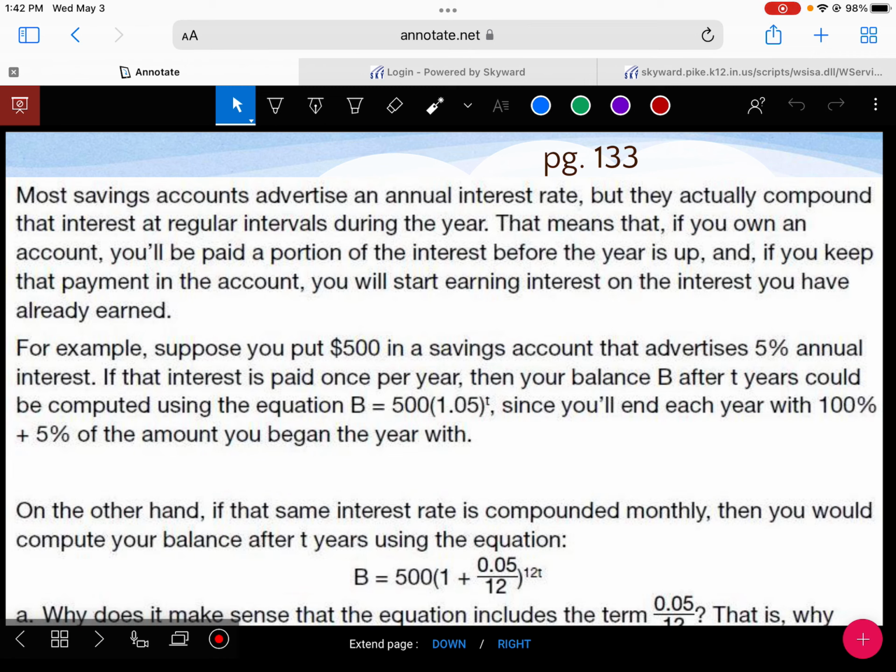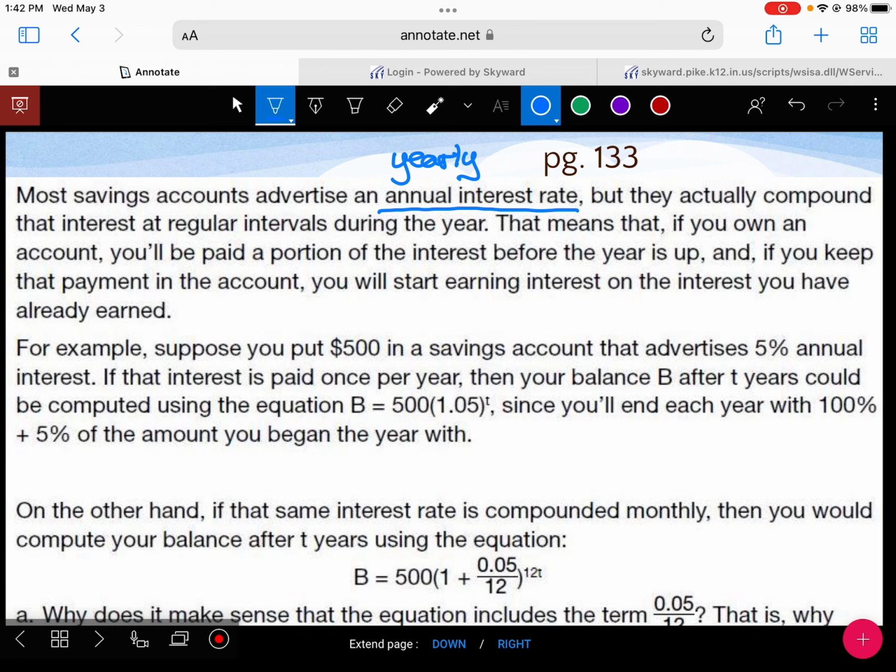most savings accounts advertise an annual interest rate. Annual interest rate. What does that mean? Do any of you know? If it's done annually, it's done yearly. Once a year. But they actually compound that interest at regular intervals during the year. Maybe you didn't know that.